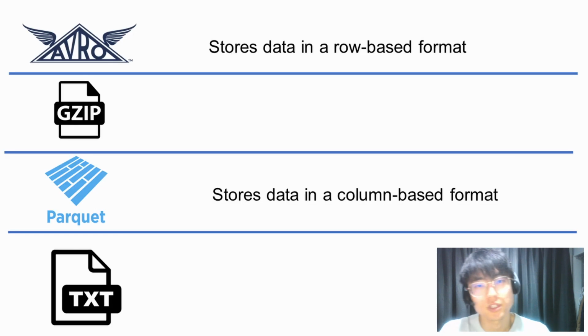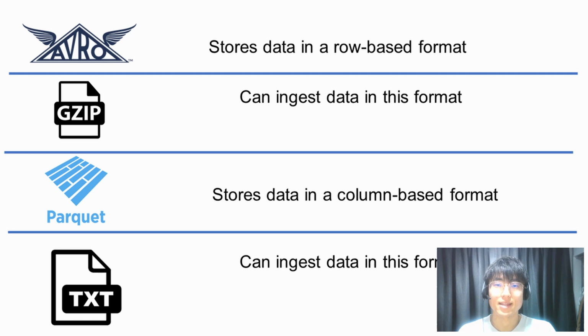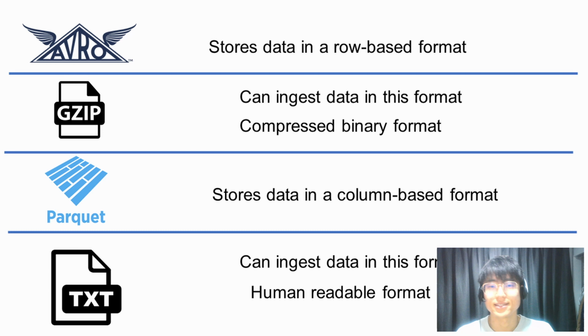In one of the questions from before, we discussed some data formats. That included Avro and Parquet from this list. So what are gzip and text? They're both file formats that we can ingest data in. Since here we're looking for a file format that we can use to output the data, those are not relevant here. But just out of interest, going through them quickly, gzip is a compressed binary format, and text is a human readable format.